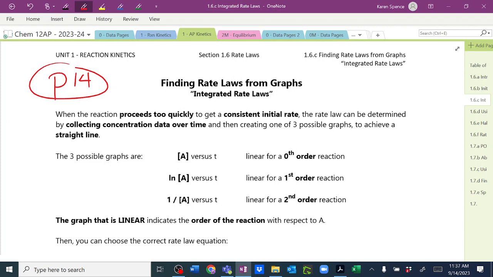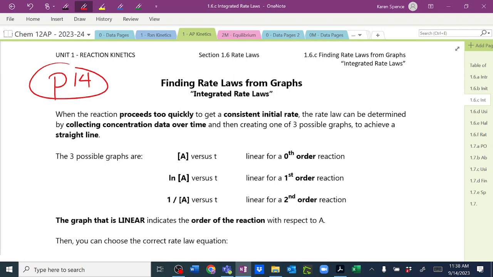Okay, sometimes we have a reaction that proceeds too quickly to get a consistent initial rate. You'll have the concentrations dropping very quickly, and so the rate will be changing quite quickly. And so you cannot do an initial rate experiment, right? Why can't you do an initial rate experiment? Because the concentration is changing too quickly and we don't get a consistent rate. So we need to measure the rate over time, okay?